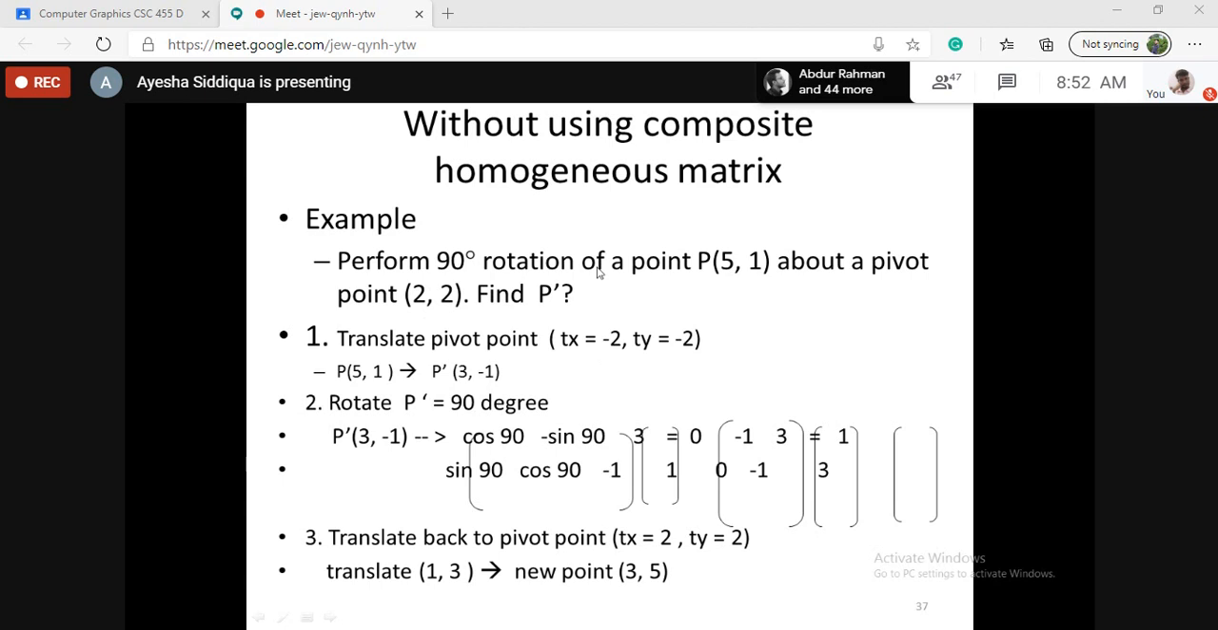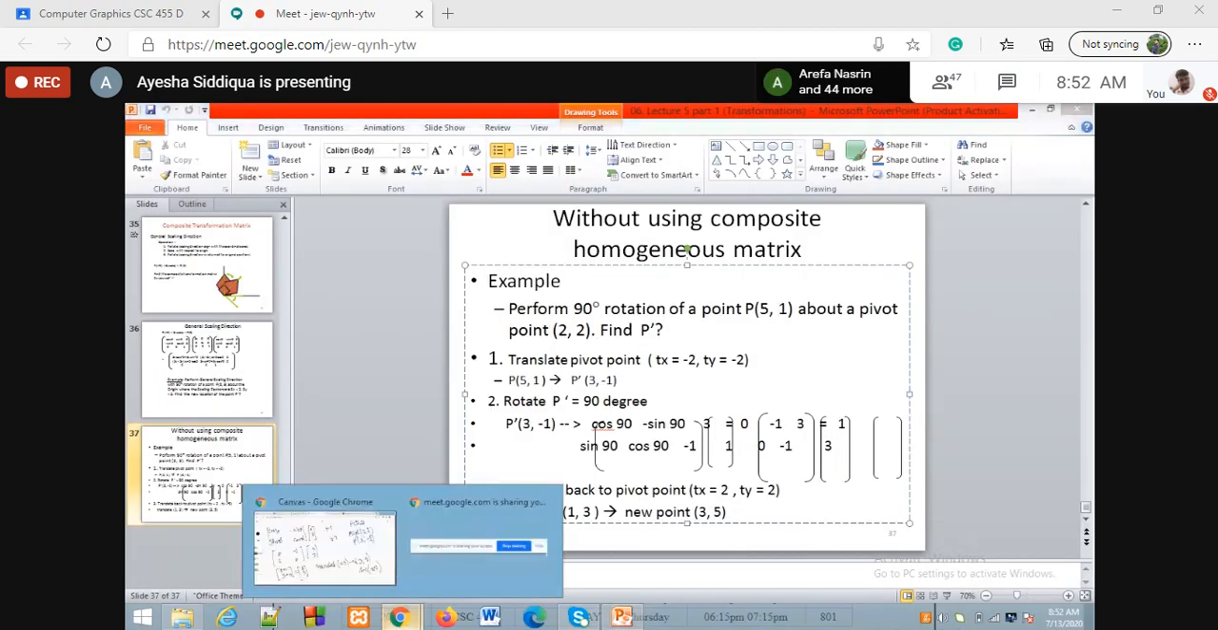Yes, ma'am. The pivot point would be what? Your voice is not clear. It's better you can type. Okay.